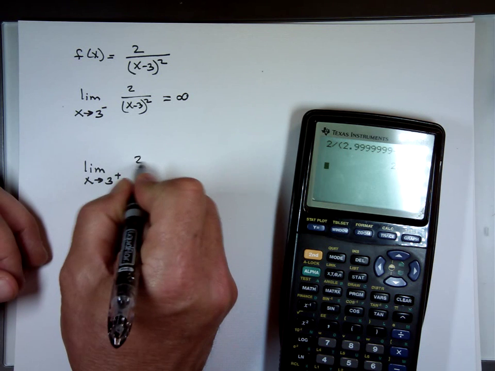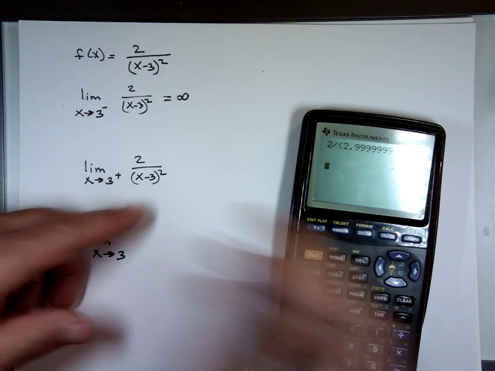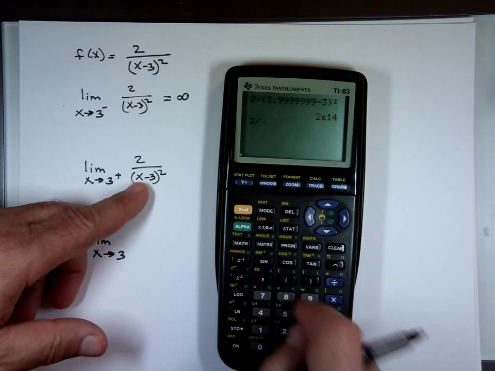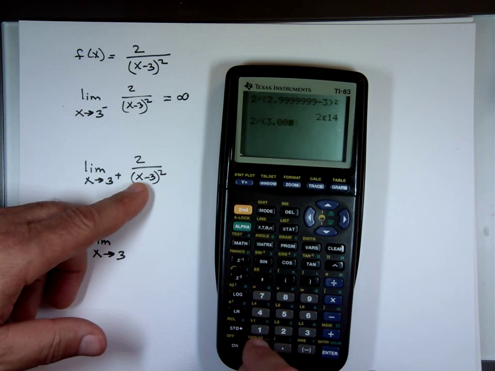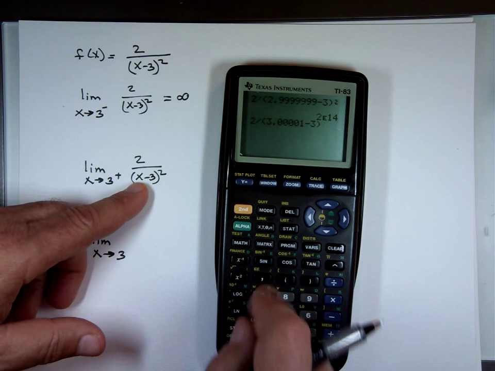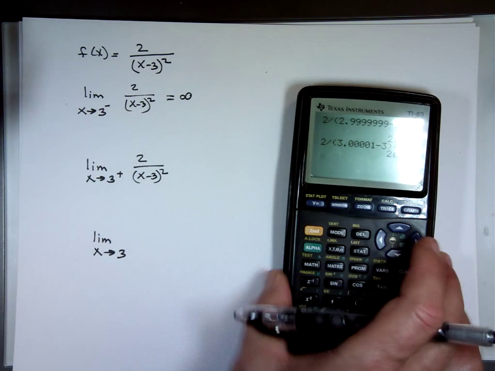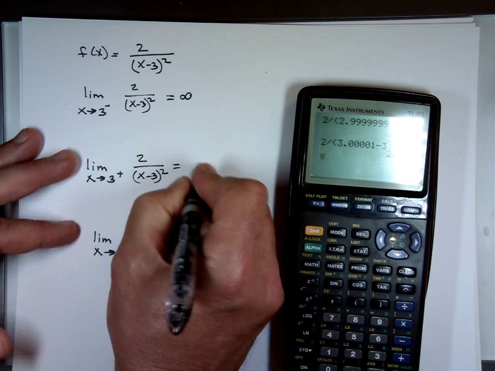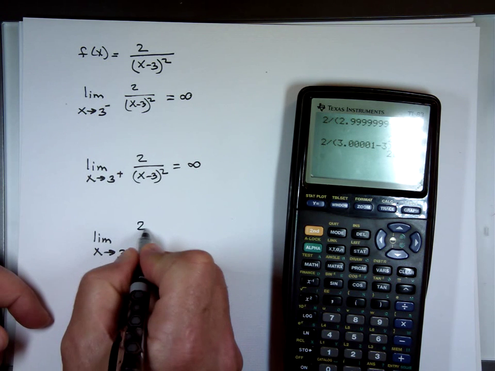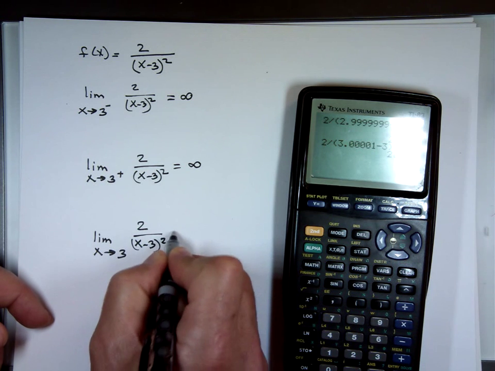So is this one. If you pick a value larger than 3, like 3.00001, 2 divided by 3.00001 minus the 3. Notice that number is positive, and when you square it it's still going to be positive. That's almost infinity. So in this case, both of them are going to plus infinity, which means the limit as x approaches 3, for this one, will be infinite.